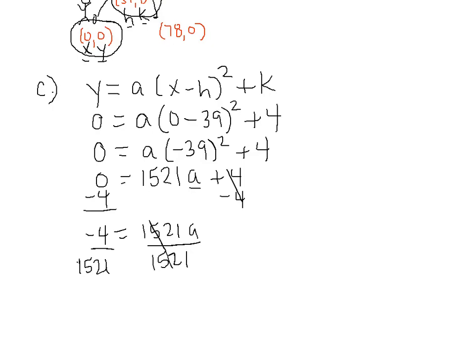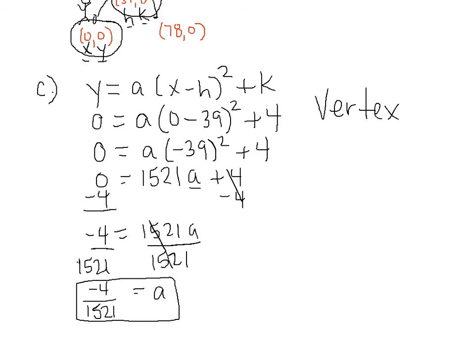Okay, so we're going to cancel out the 1521, and that means that A is equal to negative 4 divided by 1521. Now, we're just going to leave it like that for now. So here's my A. Now let's rewrite the vertex form with all the information that we need from this problem. We're going to put y and x back in it, just the variables y and x. We're going to fill in numbers everywhere that we see the A, H, and K.